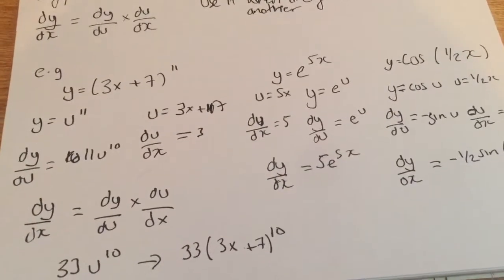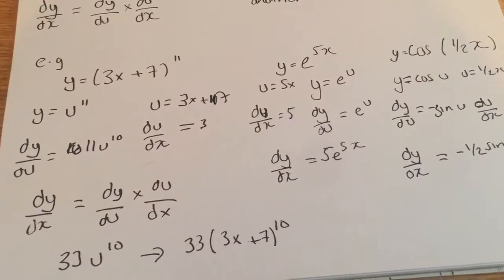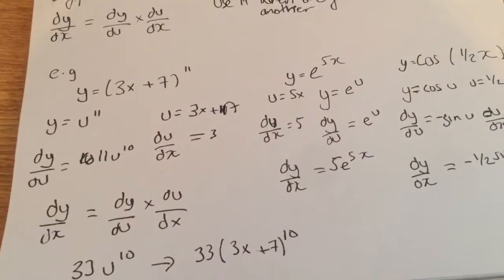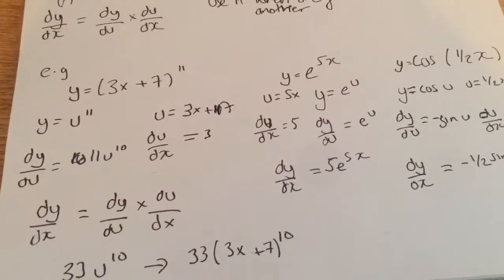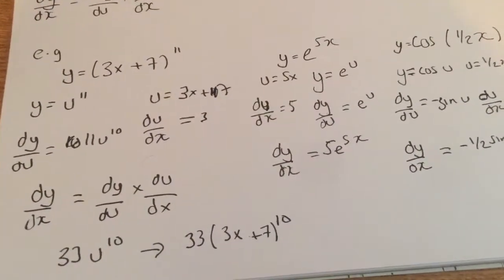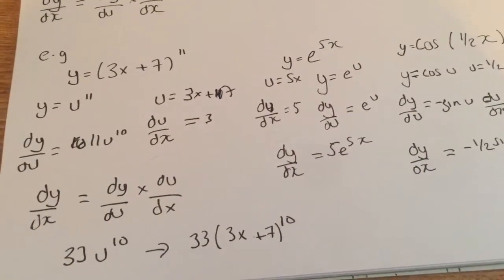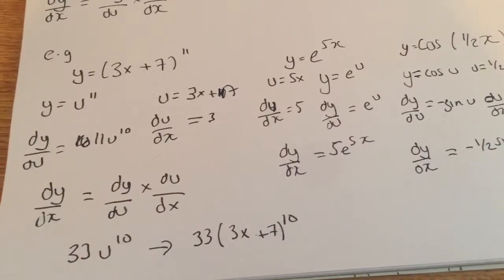Differentiate both u and the new version of y. To differentiate u, 3x plus 7 differentiates to just 3. The derivative of y is dy du, and that's just going to be 11u to the 10. Multiply those two things together, and you get your final answer. So 3 times 11 is 33, u to the power of 10. But I know what u is. u is 3x plus 7, so 33 times 3x plus 7 to the power of 10.